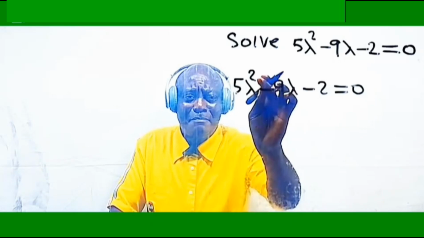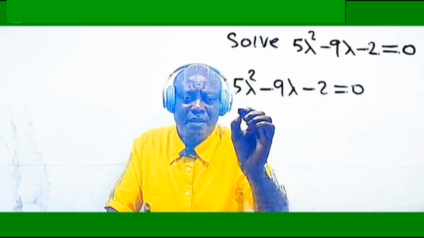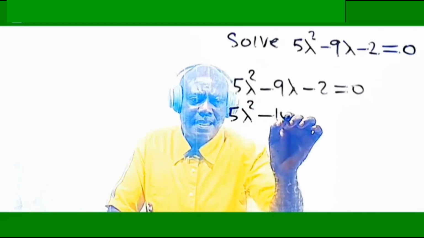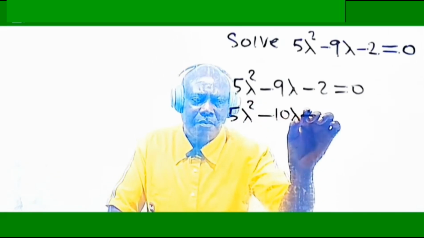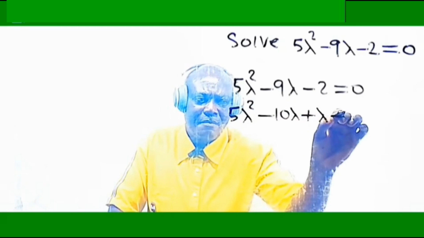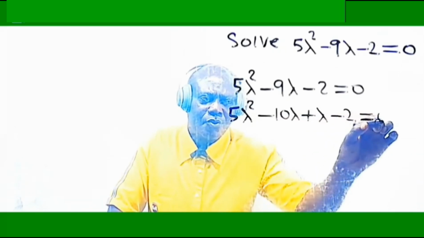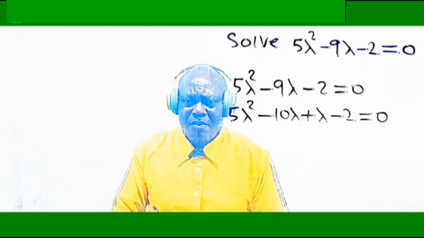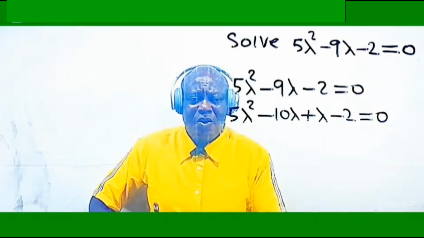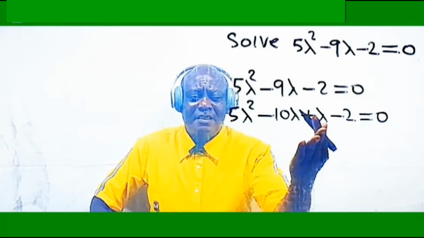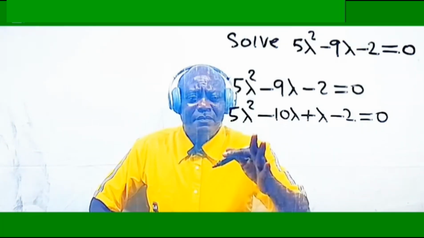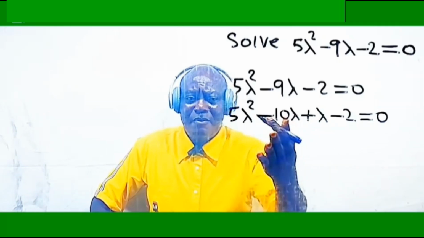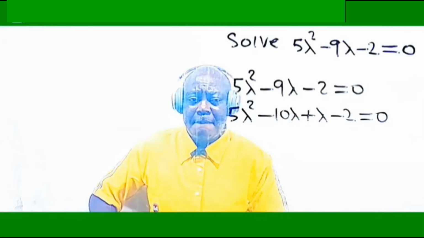So instead of writing −9, you now replace it: this is 5λ² − 10λ + λ − 2 = 0. And same thing here again. Some students will be confused about which one to start with. Is it the first or this? Don't worry, their placement is immaterial. If you like, you can start with λ or −10. You will still get your answer.